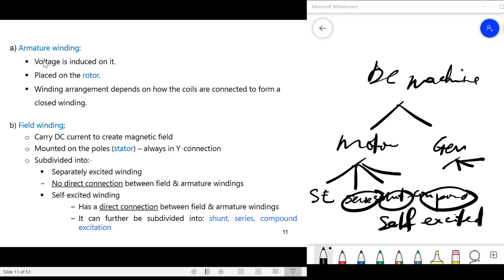So armature winding, voltage is induced on it. Bila sebut armature adalah you punya rotor. Voltage is induced on it, placed on the rotor. Winding arrangement depends on how the coils are connected to form a closed winding. Field winding carry a DC current to create a magnetic field. Mounted on the poles, stator, always in star connected. Subdivided into separately excited winding ataupun self-excited. So field winding ni pecah pada dua lah, sama ada separately excited ataupun self-excitation. Self-excited ada series, shunt dan juga compound.